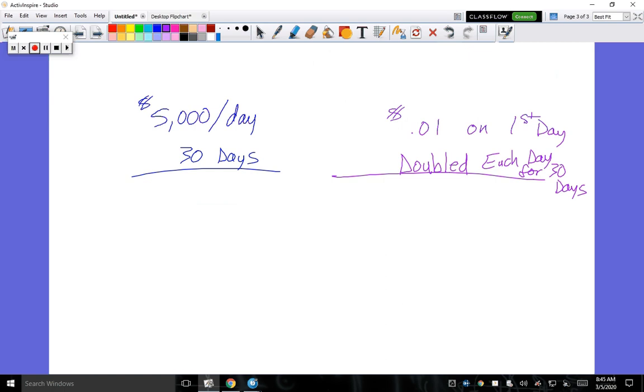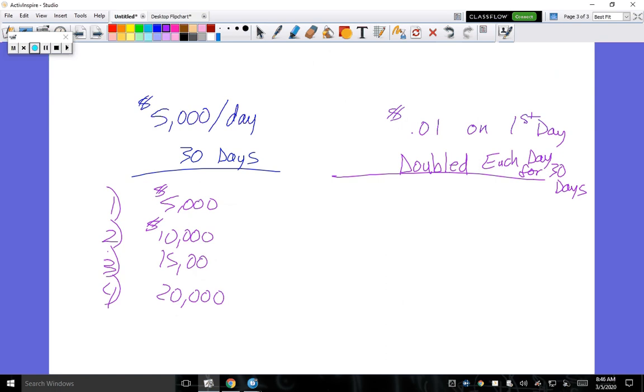So here we go. Day 1, 2, 3, 4, so on and so forth. How much money do you have on day 1? 5,000. How much money do you have on day 2? 10,000. And you're already nice, smiling, right? How much money do you have on day 4? 15, and then 20. So if I put this into my calculator, I could know how much that I would have after 30 days. It's a lot of money, right?